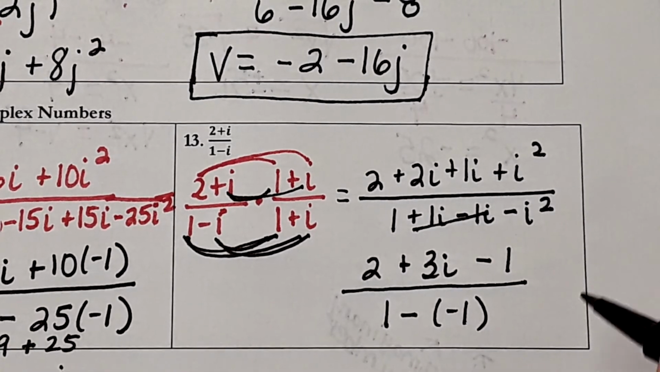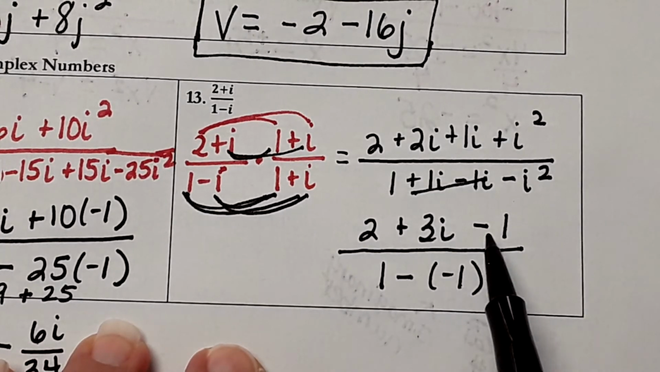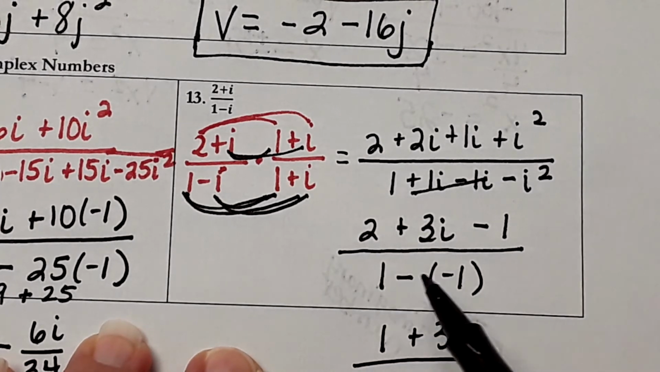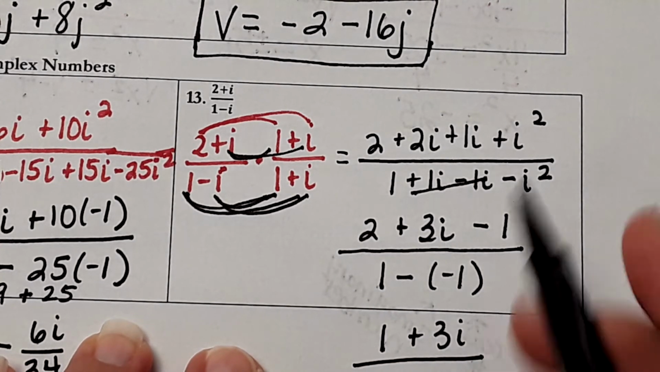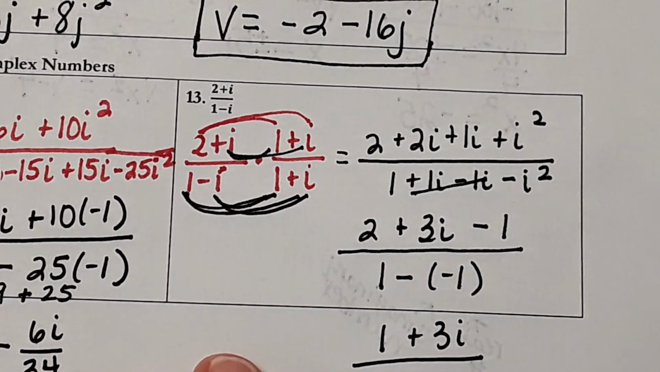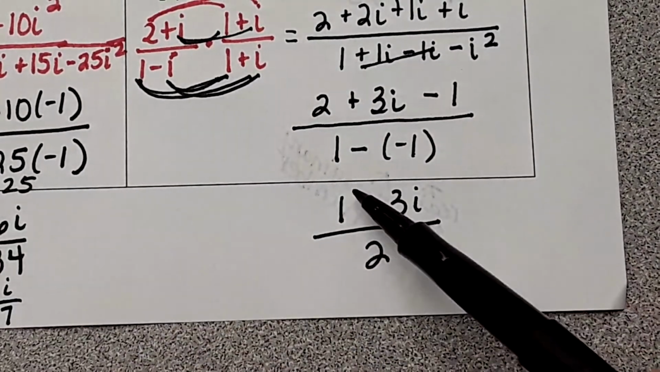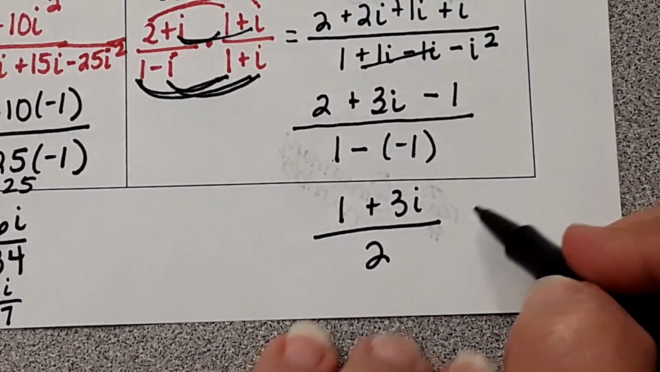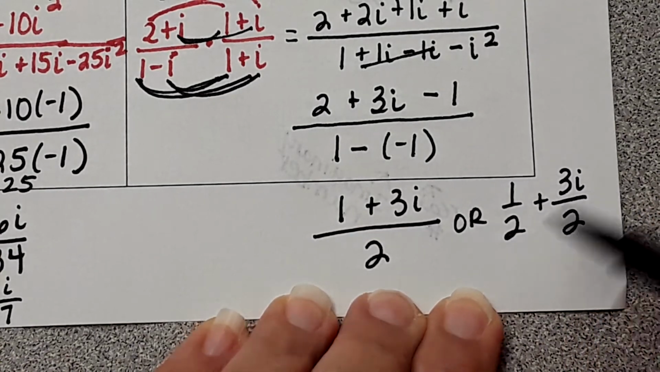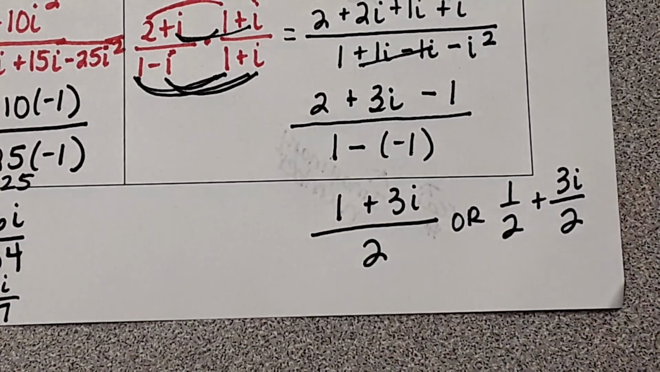Now we're going to do it all at once. So I have 2 minus 1, which is 1, plus the 3i. 1 minus negative 1 is 2. So the other one, we didn't leave it that way. That was because you had to reduce it. But this one, I don't have to reduce because you can leave it like this, or take it like this, but you don't necessarily have to do it like this because this one you can't reduce, and on number 12 you needed to.